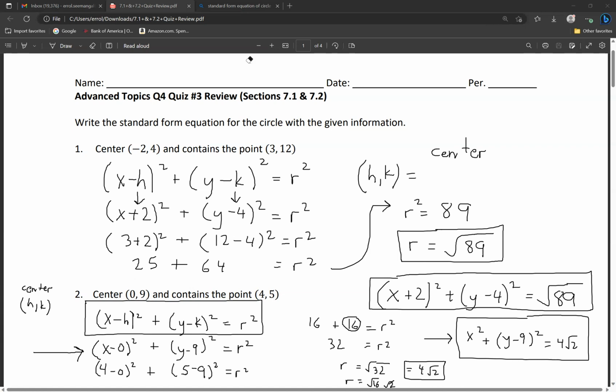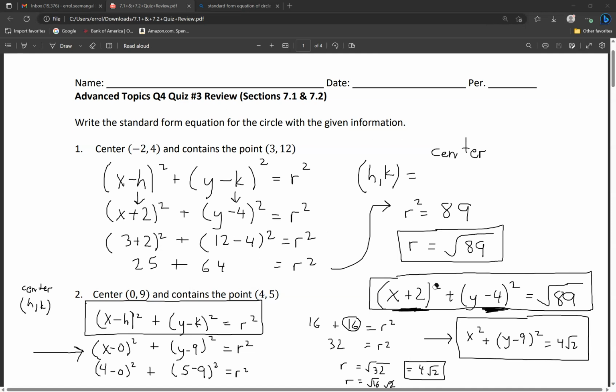Because look at this one. Look at the first one here. You got -2 right here, right? So look, we got +2 right here. You got +4 right here. Opposite, -4 right here. Opposite sign of the center coordinates.